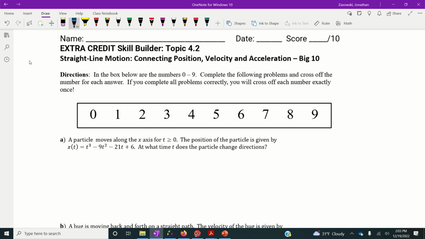Welcome to your extra credit review, starting with our straight line motion and the Big Ten. We are going to be answering questions and then crossing off the answers from the box here as we go.